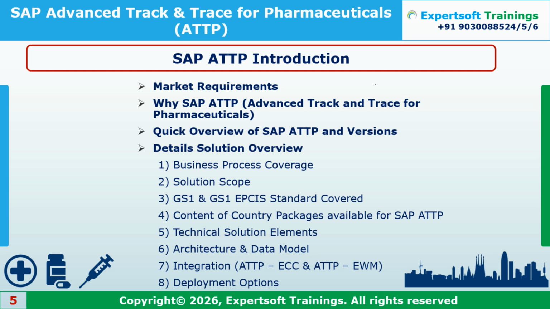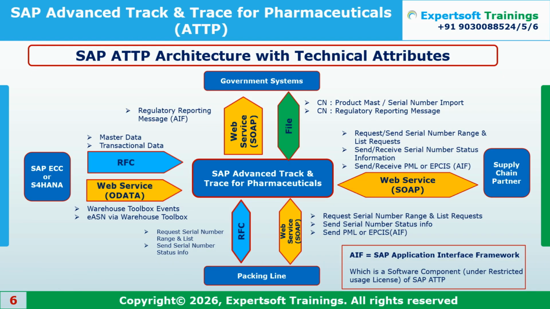Yeah, this is the architecture, probably most of us have an idea. This is more of a technical stuff, but on a high level, you might know that SAP ECC or S4 HANA will always have a communication with SAP ATTP, with two ways of communication, be it RFC or web service or data service. These are the two ways of communication, right?